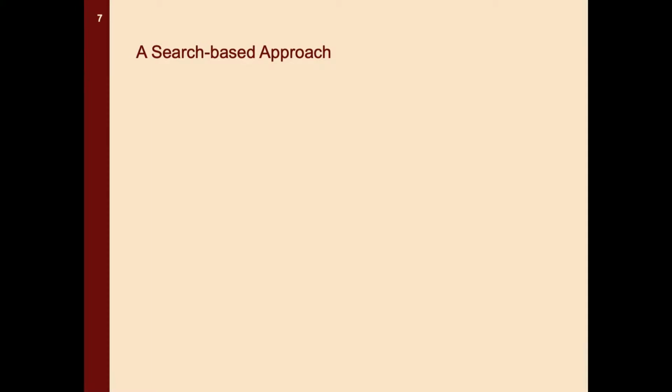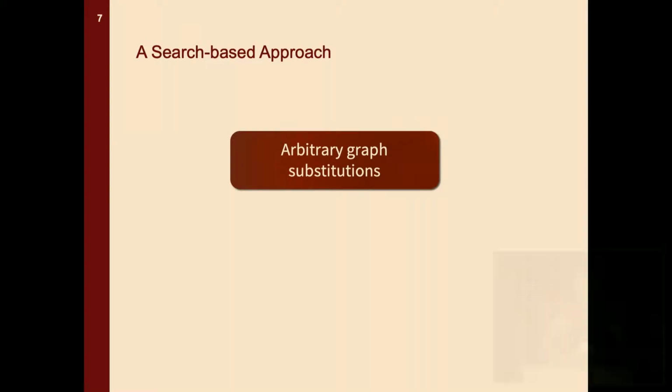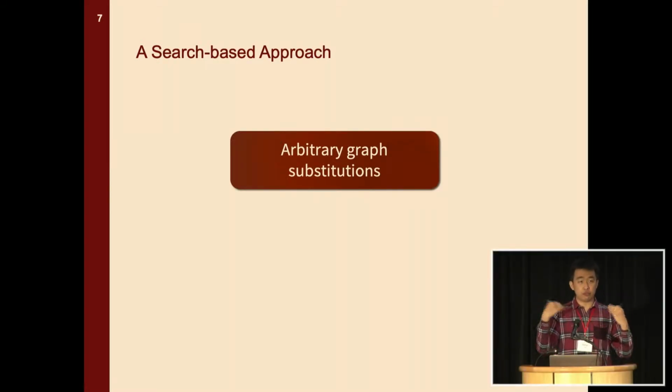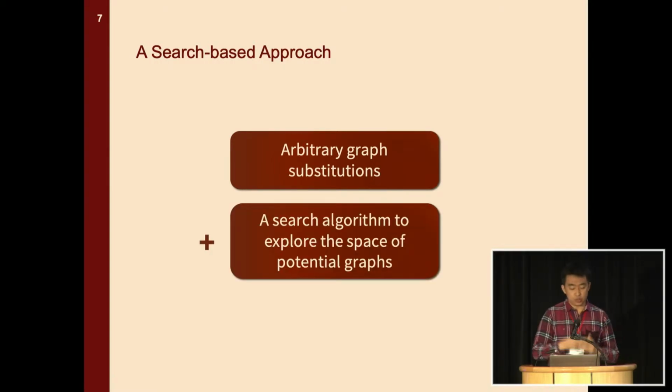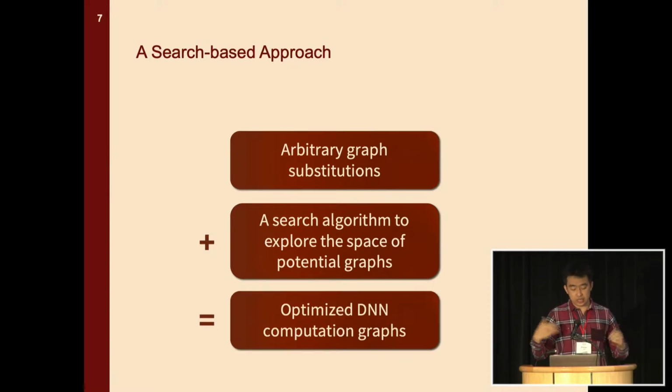So let me show you how we can automatically find this optimization. We propose a search-based approach. First, instead of just considering graph transformations that optimize your performance, we consider arbitrary graph substitutions, as long as they preserve your computation. And second, we define a search algorithm to explore the space of potential computation graphs. Combining these two techniques, we can find optimized DNN computation graphs.